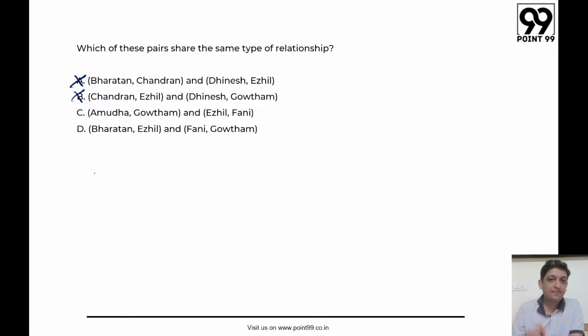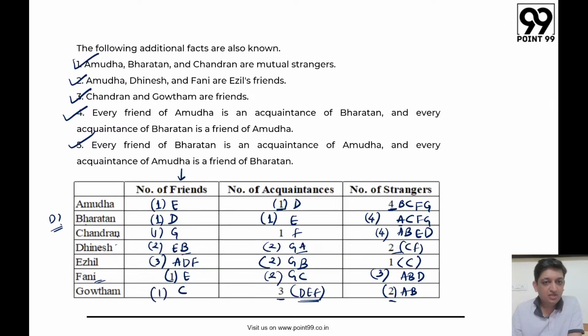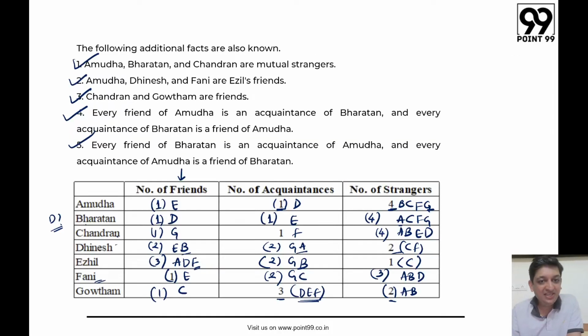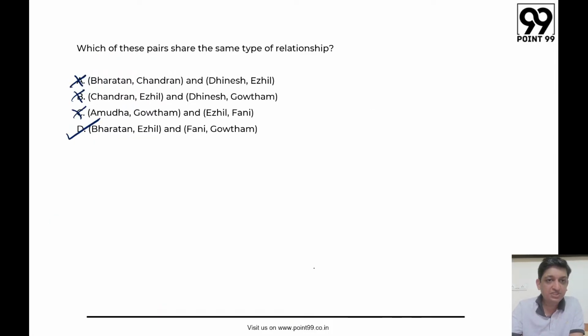Strangers and acquaintances. A, G, and E, F. So A and G are strangers, and E and F are friends. So this will not work. So of course, it's always the last place where you look. B, E, and F, G. So let's see. B, E, and F, G. B, E are acquaintances, and F, G are of course acquaintances. So the correct answer is option D here.